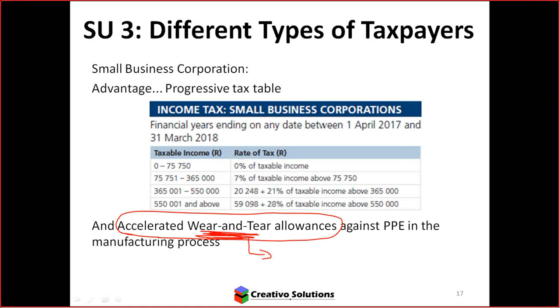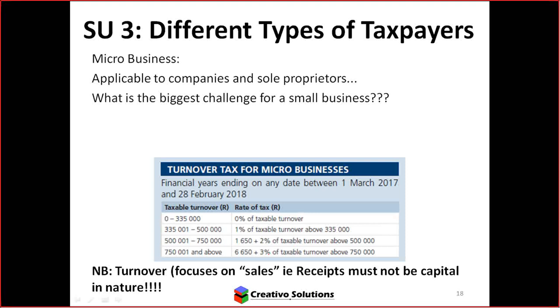We will look at accelerated write-offs in terms of wear and tear in a separate chapter when we look at those deductions that companies can make use of, and specifically the capital deductions, the capital allowances, because capital allowances take preference in terms of write-offs against income tax for companies because it relates to those assets, like machinery, equipment, etc. That all needs to generally be disclosed separately. Yes. Okay, here's the one for micro.